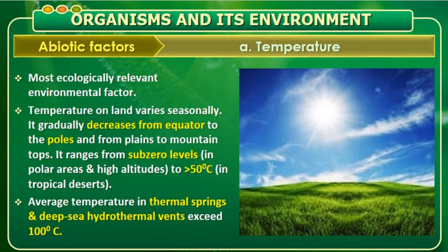Now, temperature on land varies seasonally. How? For example, in the winter season, the sun rays will be less and humidity will be more. When humidity is more, the growth is less. The sunlight is also very less, and the temperature accordingly is less. So in plants and other organisms, we cannot expect too much growth and development.